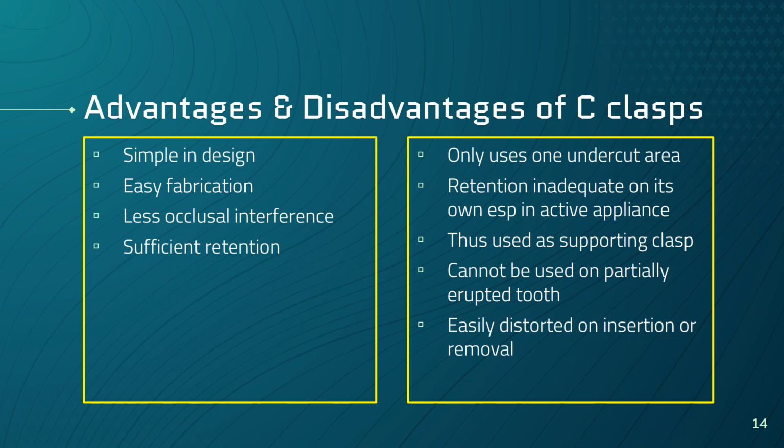The disadvantage is that it only makes use of one undercut area, so retention usually is not enough on its own. Thus it is used as a supporting clasp, meaning it can be used in an appliance where there are also Adams clasps. It cannot be used on a partially erupted tooth, and it can easily be distorted on insertion or removal of the appliance.